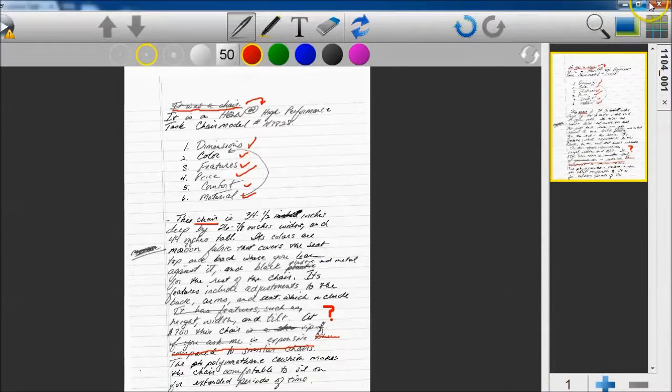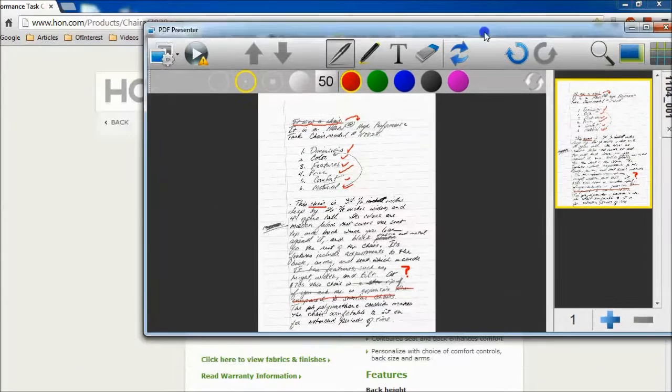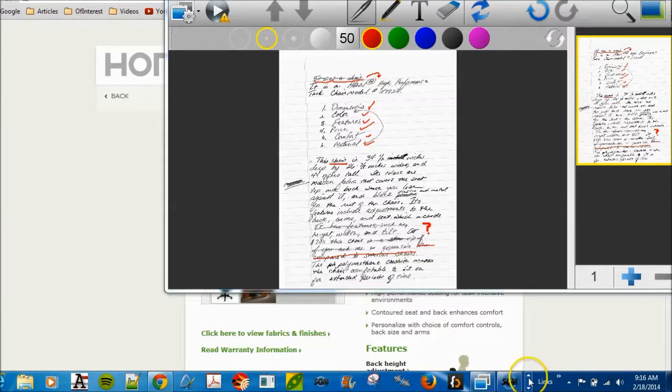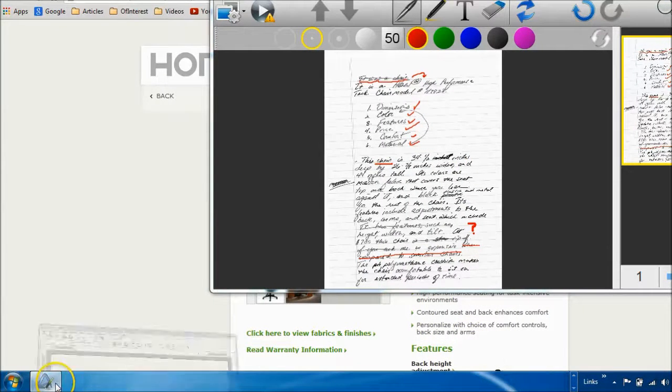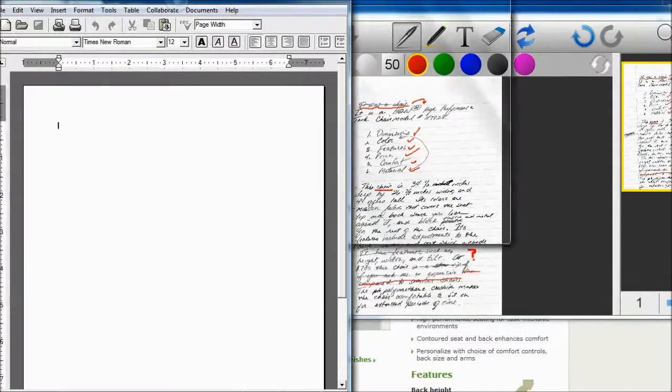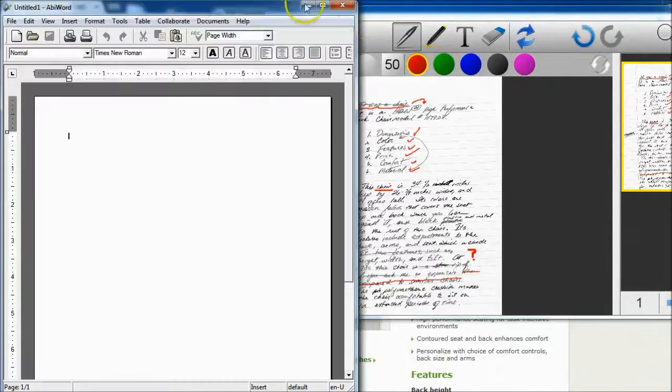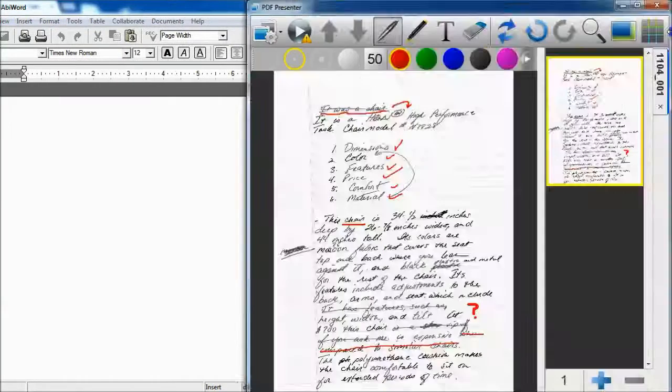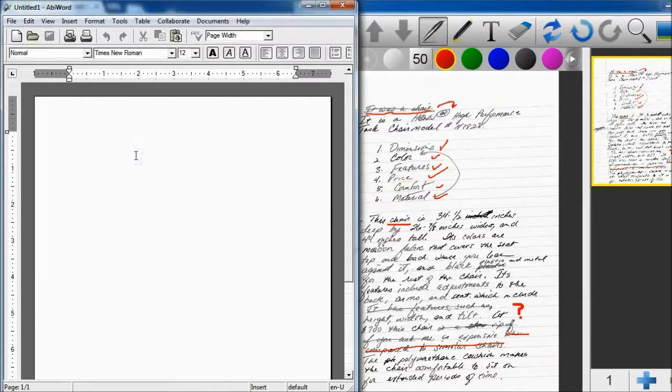So what I would do is then take this and transcribe it to a word processor, which I have up here. I'm going to use AbiWord. I tend to like to use open source software, and that's what AbiWord is. And then I would simply start typing this in.